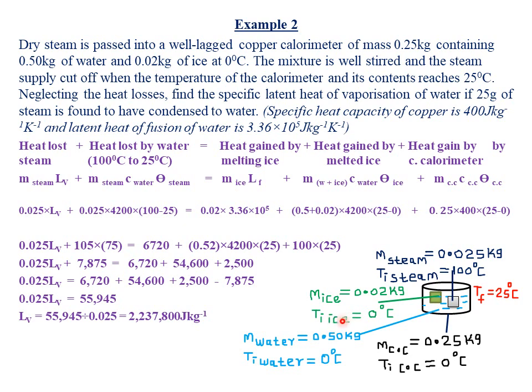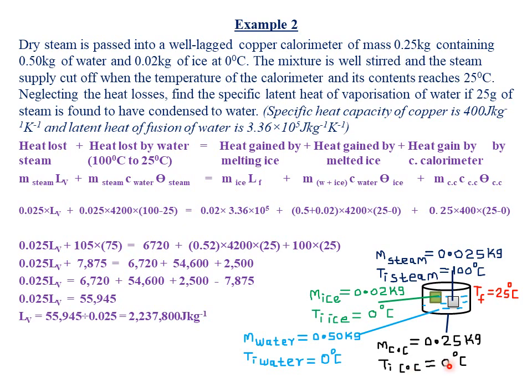Therefore, because the initial temperature for the ice was 0 degrees Celsius, that is before the dry steam was passed, it simply means that the water was at the same temperature as the ice because they were in the same container. So the initial temperature for the water was also 0 degrees Celsius. But because both the water and the ice were in the copper calorimeter, it simply means that the initial temperature for the copper calorimeter was similar to the initial temperature for the water and that of ice, which was of course 0 degrees Celsius.